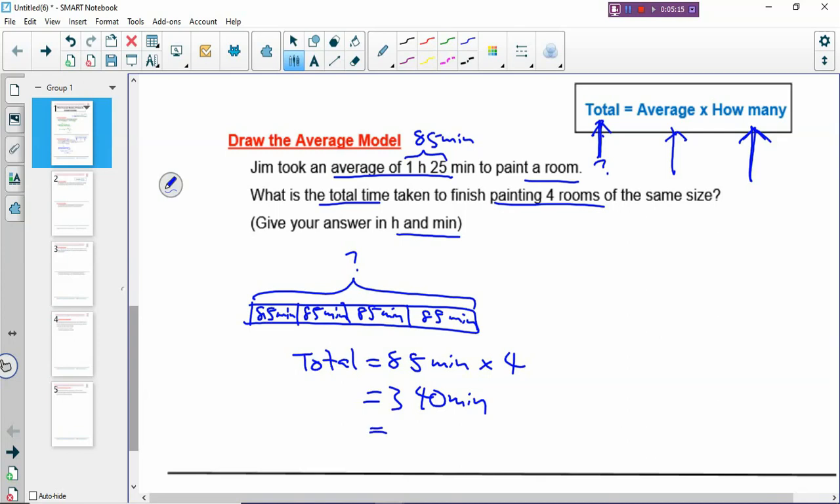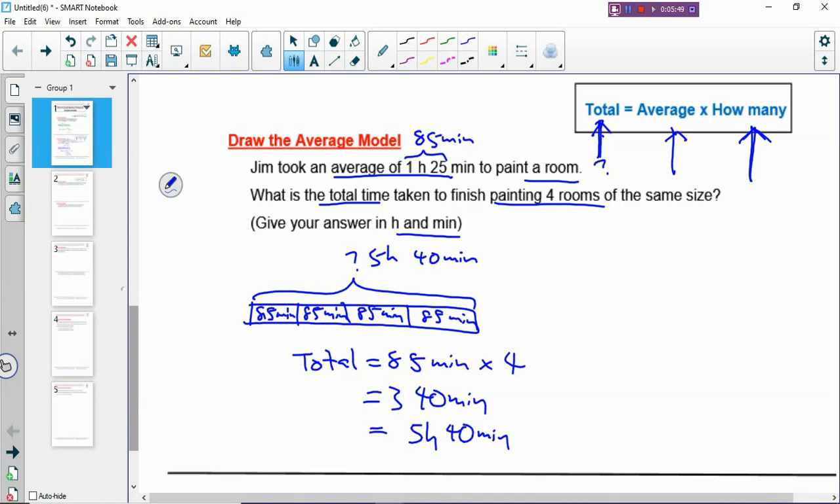5.66666. So I can put down 5 hours, right? The whole number is how many hours, and 5 hours is how many minutes? 5 hours will be 300 minutes. So you take 340 minus 300, that will give you 40. All right, 40 minutes. So 5 hours is 300 minutes. So 340 minutes minus your 300 minutes, you will get a remainder of 40 minutes. So the time taken to paint all the rooms is 5 hours and 40 minutes.